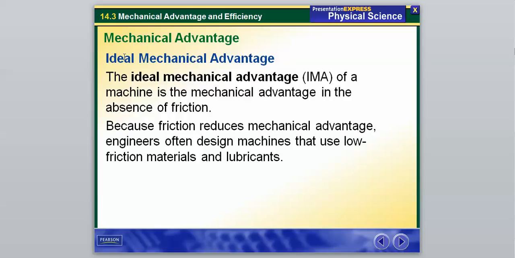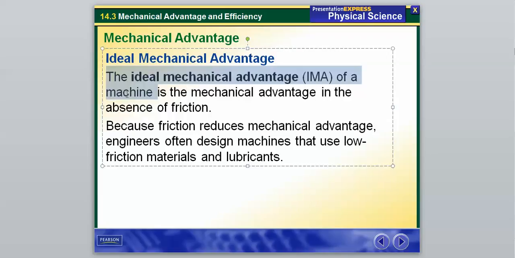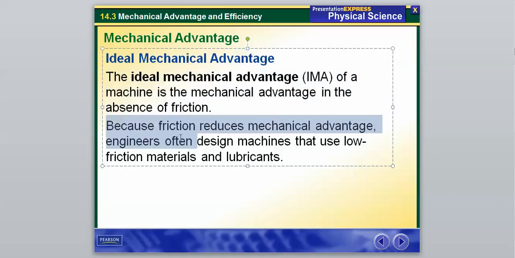The ideal mechanical advantage, I would definitely write this down too, is the mechanical advantage in the absence of friction. So this is in a perfect world. If there was no friction acting, what would the mechanical advantage of this machine be? And because friction is such a prevalent force here, and it reduces mechanical advantage, engineers often design machines that use low friction materials and lubricants. So it's always a constant battle with engineers trying to overcome friction and to really get as close to this ideal mechanical advantage as they possibly can.